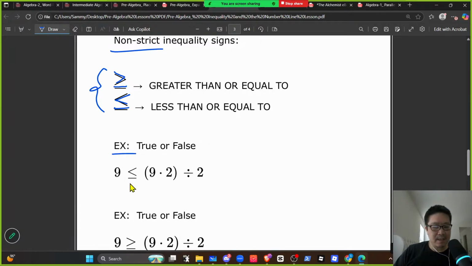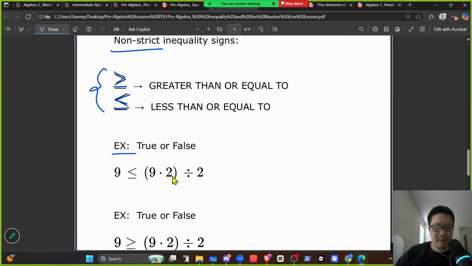We have 9 less than or equal to, parentheses 9 times 2, divided by 2. What do you think this is? Is 9 less than or equal to 9 times 2 divided by 2? Is it true or false? Let me know when you're done. It's true, actually. Okay, so let's actually work through this.